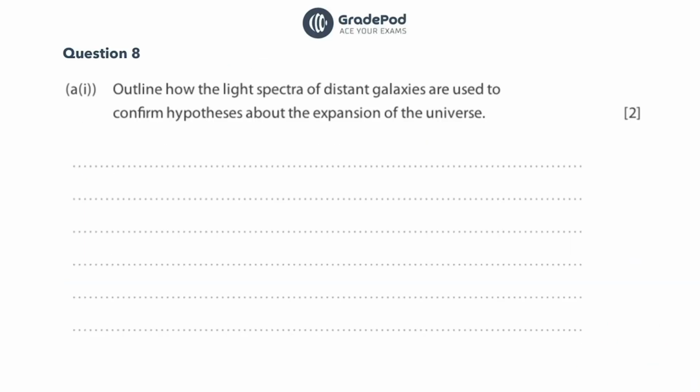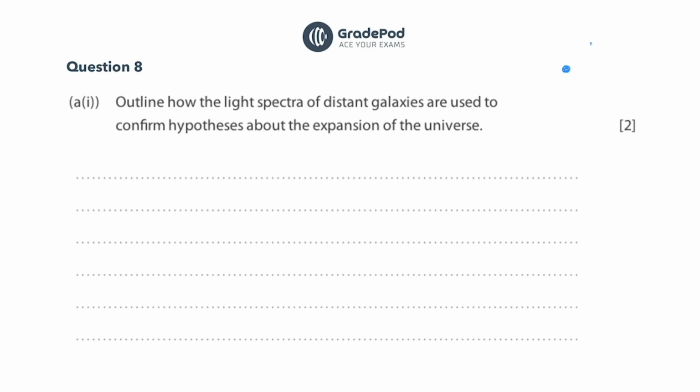Question 8. Outline how the light spectra of distant galaxies are used to confirm hypotheses about the expansion of the universe. So if we're on the Earth here and we see all these distant galaxies moving away from us, we assume that the universe is expanding. So how do the light spectra of these distant galaxies confirm that? Okay, easy. 1.